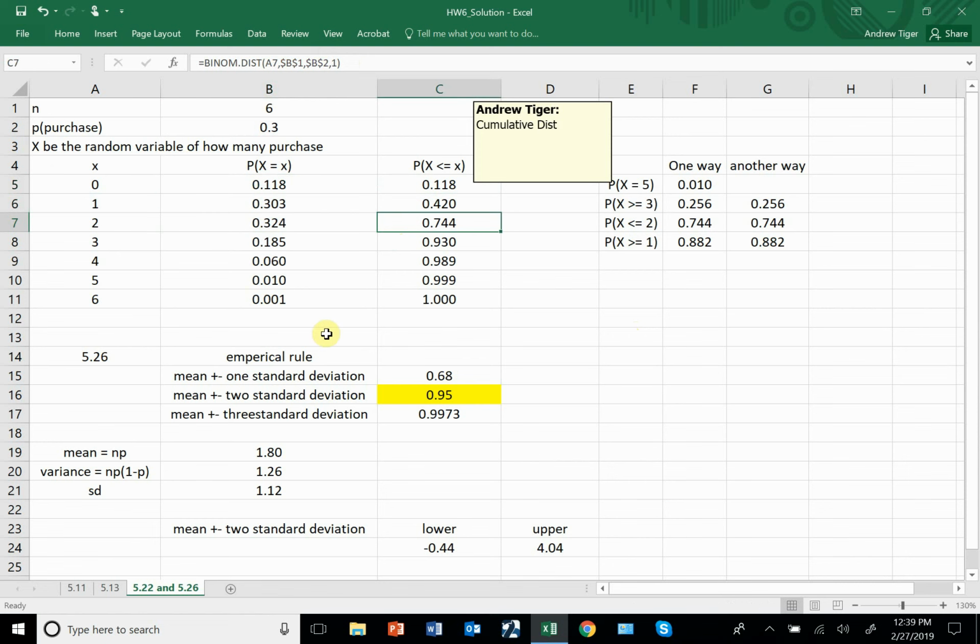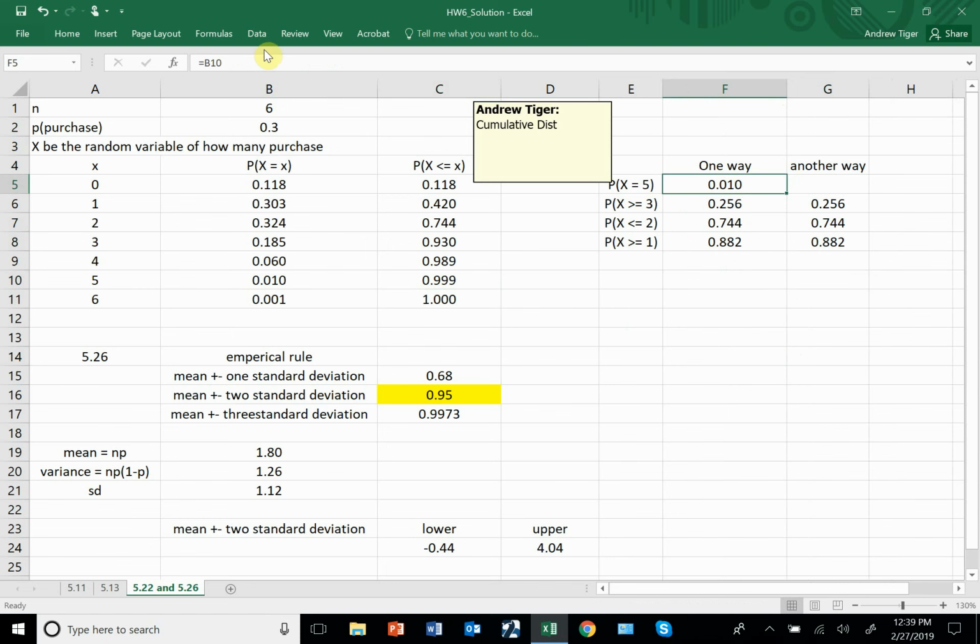So the chances that 6 or less people are going to buy something out of 6 people walking in, that's every possibility. It's 100%. So this is what they want you to solve. This is how I solved them, and this is another way to solve them. The first one is the chances of exactly 5 people. Well, that's what this number is. So I just grabbed it.